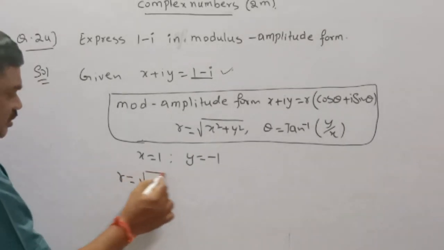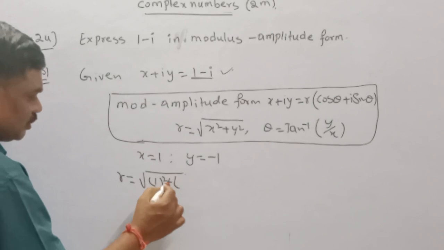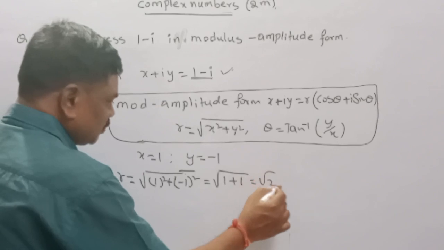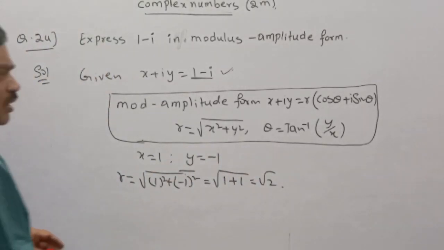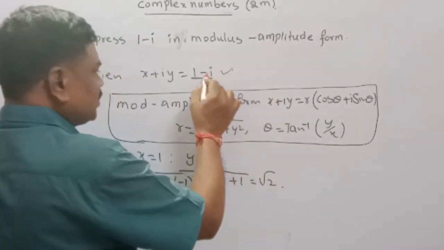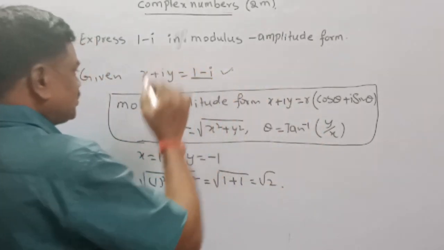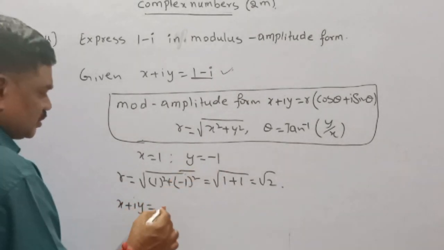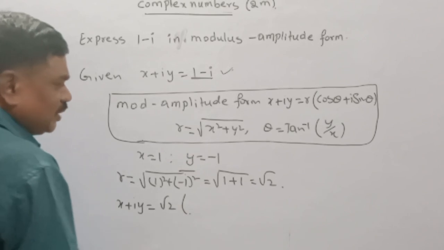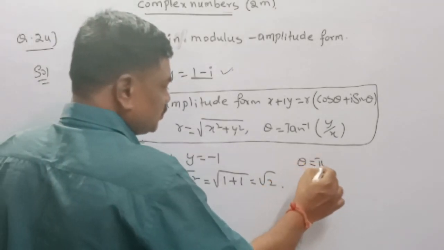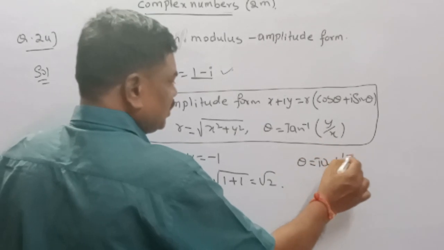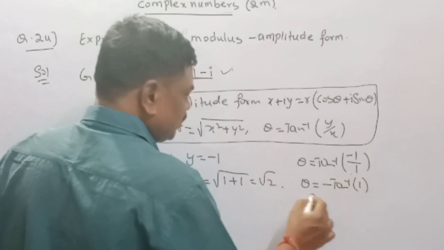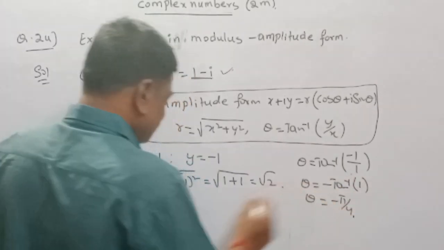What is r? r = √(1² + (-1)²) = √(1 + 1) = √2. Here y = -1 and x = 1. So x + iy = r(...) with r = √2, and we need to find θ = tan⁻¹(y/x) = tan⁻¹(-1/1). θ = -tan⁻¹(1). θ = -π/4.